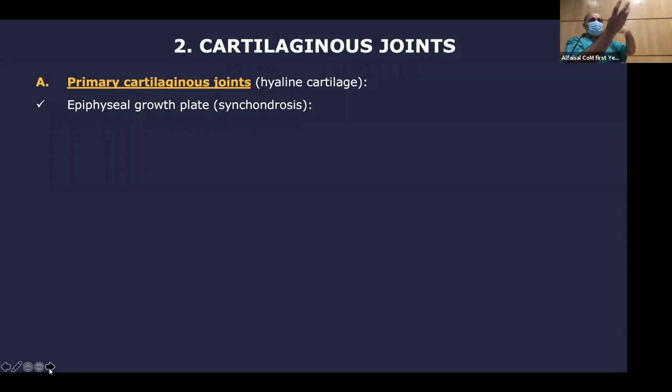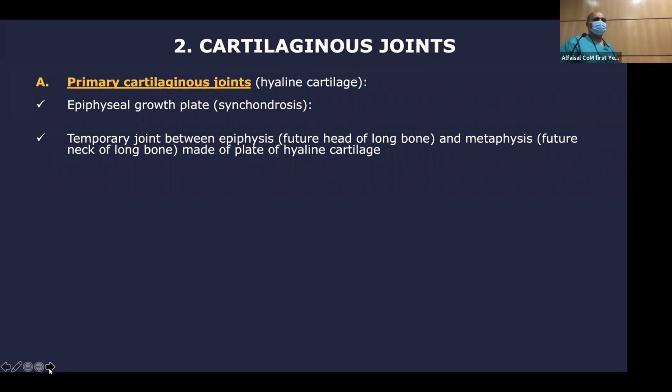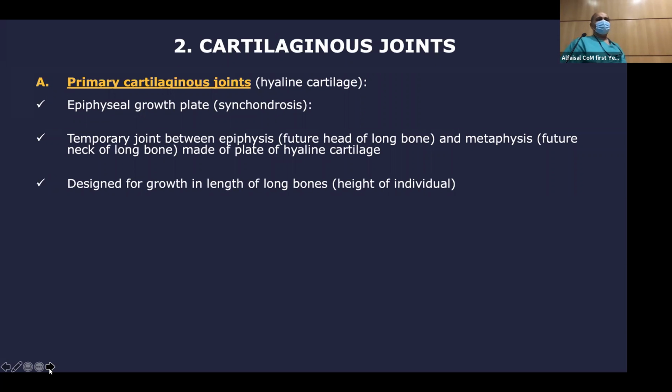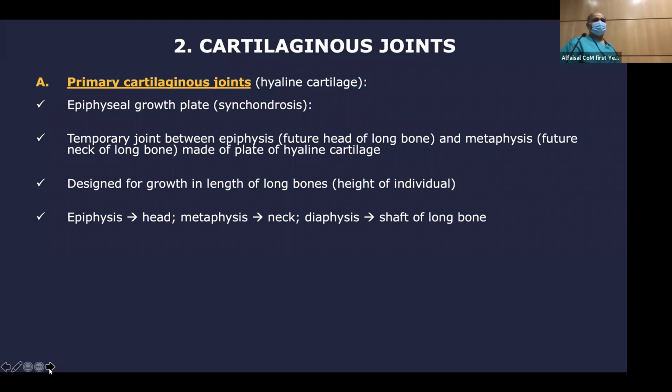Do you have movement in between the two ends of the bone? No. So this is an example of primary cartilaginous joint. It's a temporary joint designed for growth in length. We talked about how the bone grows, and once this is done, then we cannot attain more height. Are we clear about this?